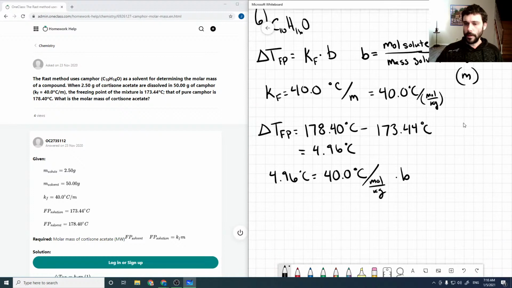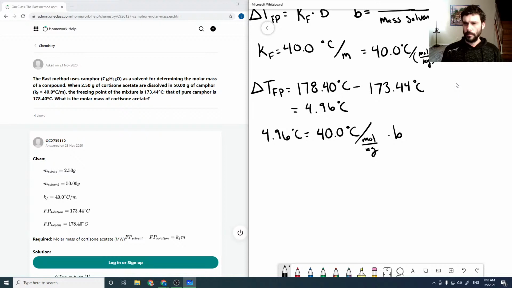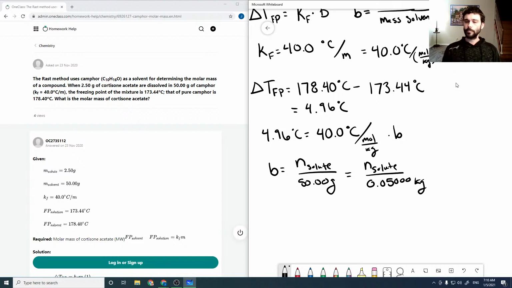Where our b, b is our moles of solute over our mass of solvent. So our mass of solvent is 50.00 grams, or putting it into kilograms, 0.0500 kilograms. Okay, so that's our mass of solvent in kilograms.